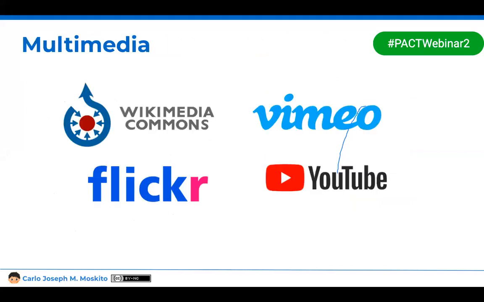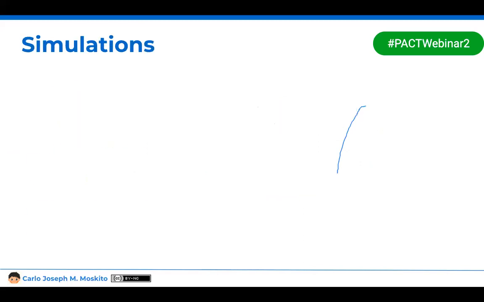Also, there are a lot of materials in YouTube, Flickr, Wikimedia Commons, and Vimeo that you could use for your laboratory experiments. For example, you need a photo of an actual experiment, or you need a video demonstration. You could go to YouTube and search for it. And some of them are licensed under Creative Commons, meaning they are free. You don't need to pay them royalties for using the materials, even if it is for commercial use.